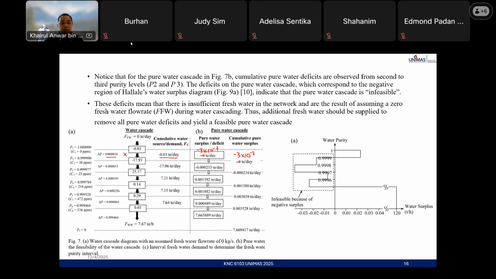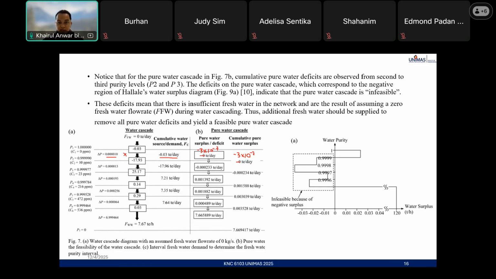So this deficit means there is insufficient fresh water in the network. They are the result of assuming, because we assume a zero first. See here, we assume zero, no fresh water. During the water cascading, additional fresh water should be supplied to remove all the pure water deposit and yield a feasible pure water cascade.